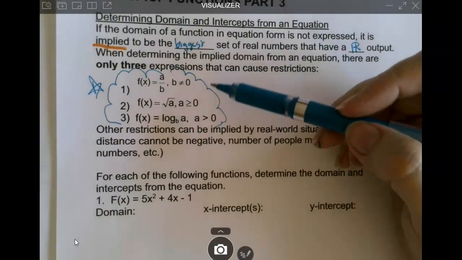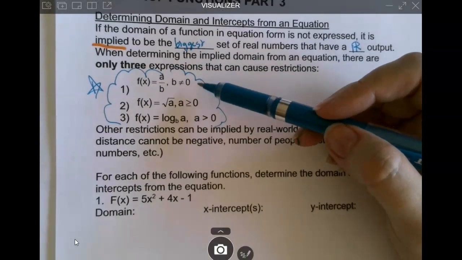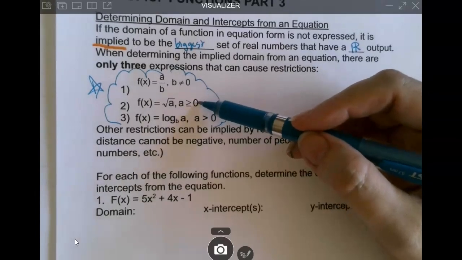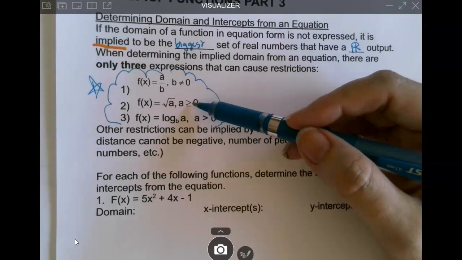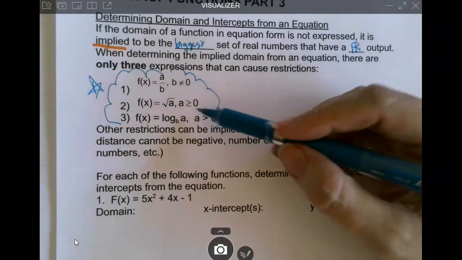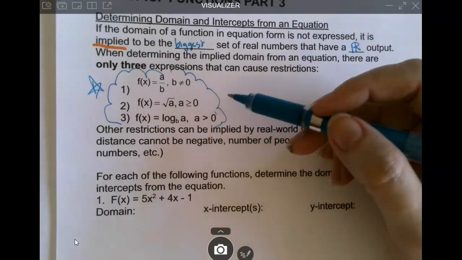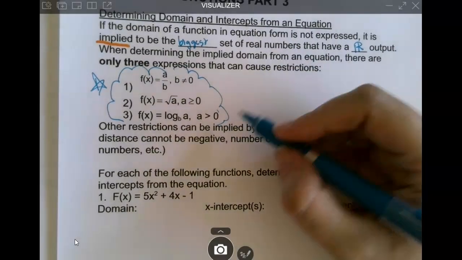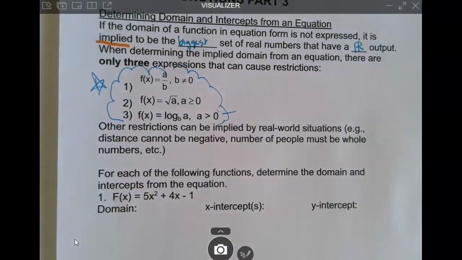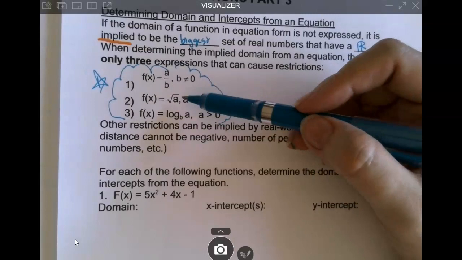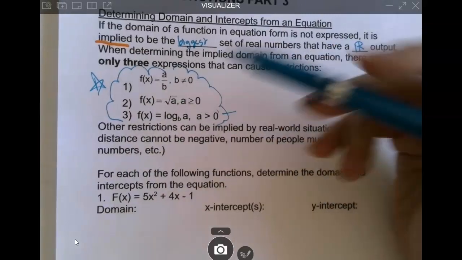If it looks like a fraction, the bottom can't be 0. If it looks like a square root, then the inside has to be bigger or equal to 0. Could be 0, but it cannot be negative. And if it's a log, we can't have 0 or a negative. So those are our only 3 cases. And we're not even going to have any of these log ones right now. We'll talk about logs a whole bunch later on. But for now, these are our only 2 cases. Can't be 0 on the bottom, and in a square root, it can't be negative.